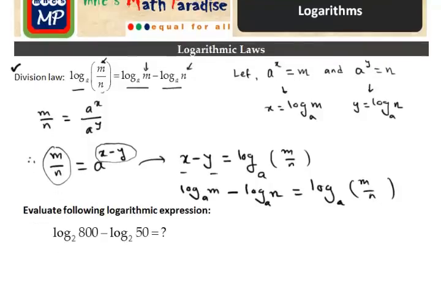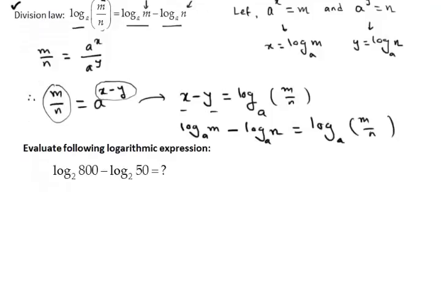Let us do an example here. Like the multiplication law, this formula is valid only if these bases are the same. So let us do this example. Log base 2 of 800 minus log base 2 of 50 equals what? Here the bases are 2, the same, and it is a minus, so we can use the division law. Two log values are subtracted, so we can put them together using the division law.